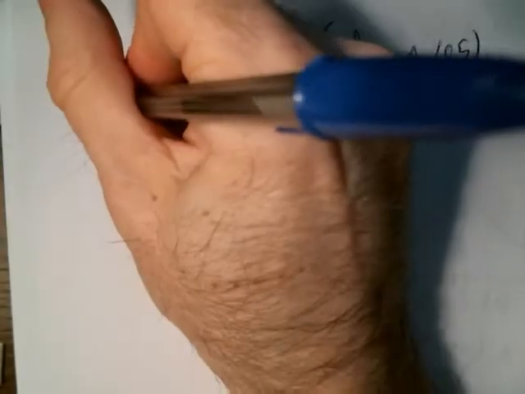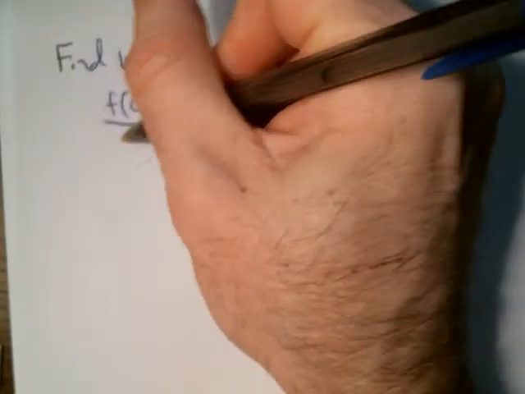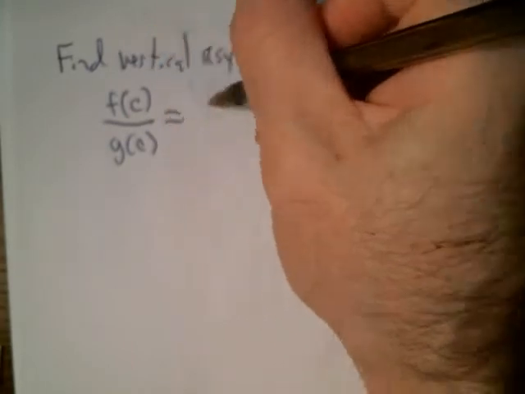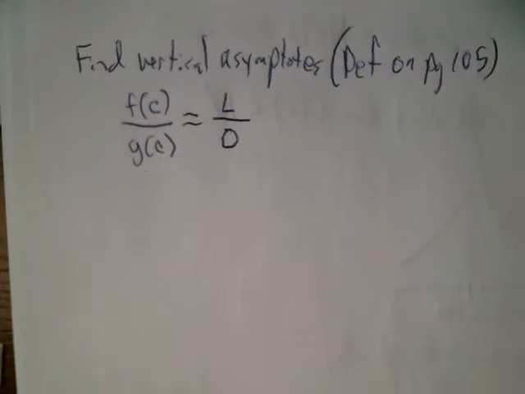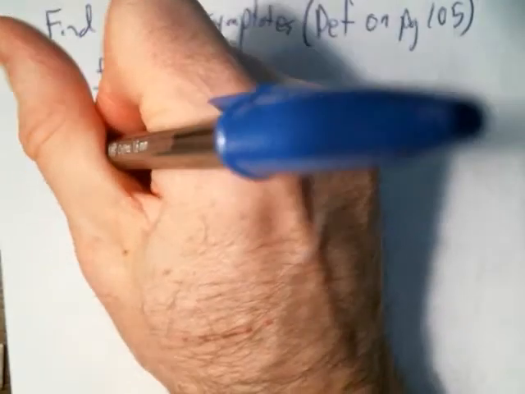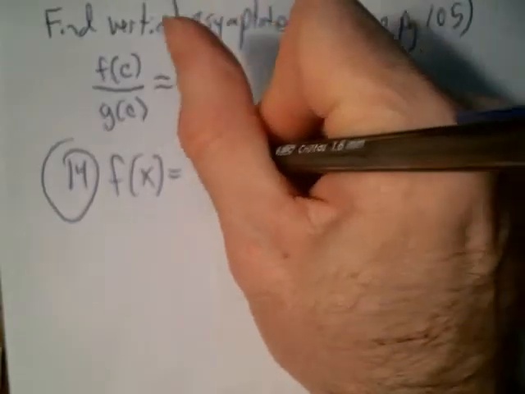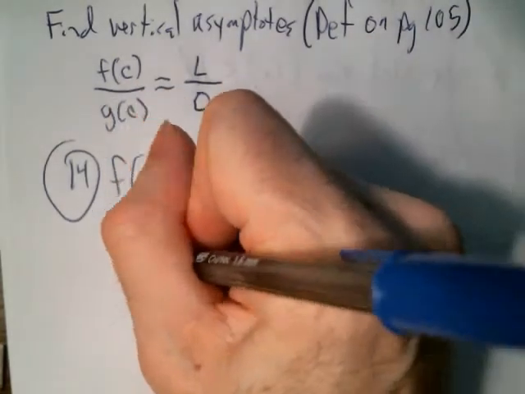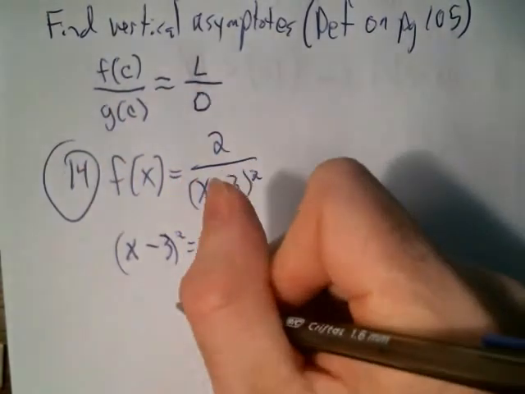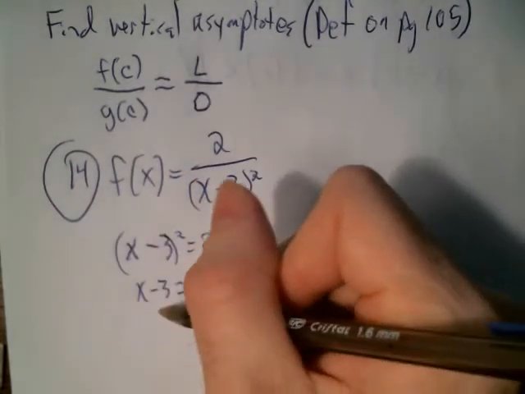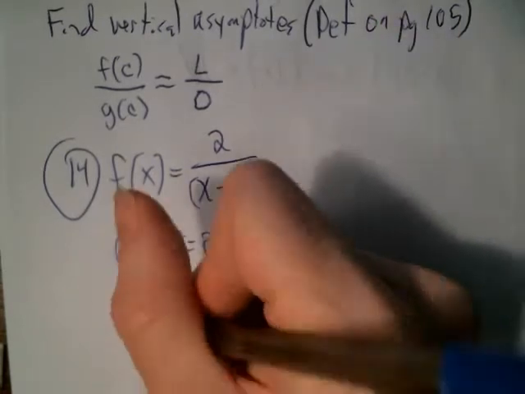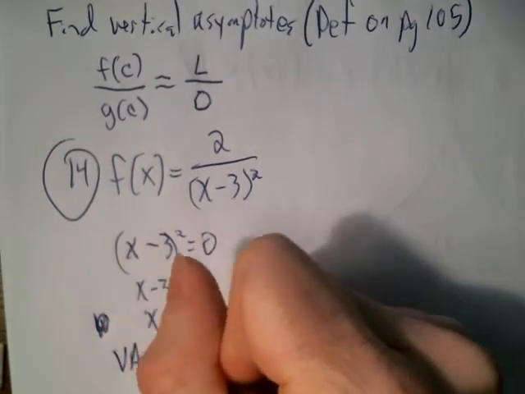Okay. But basically, it's where you have a rational function, which is a quotient of 2 polynomials, and the numerator is some number L when you plug in C, and the denominator is 0. Okay, so that's what you're looking for. So let's look at number 14 and see how this goes. So I have f of x equals 2 all over x minus 3 squared. Right, so you're just going to take the denominator basically and set it equal to 0. So x minus 3 squared equals 0. That'll equal 0 where x minus 3 is equal to 0. And then you could solve by adding 3 to both sides. So x equals 3 must be a vertical asymptote. Okay. So I'll just write VA at x equals 3.